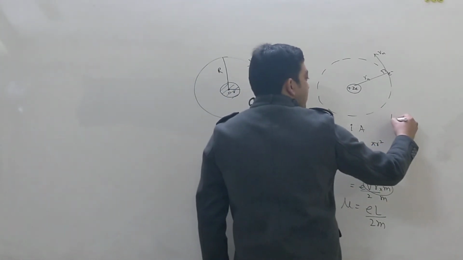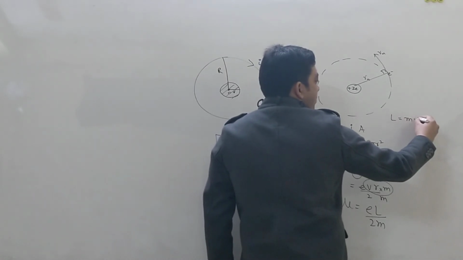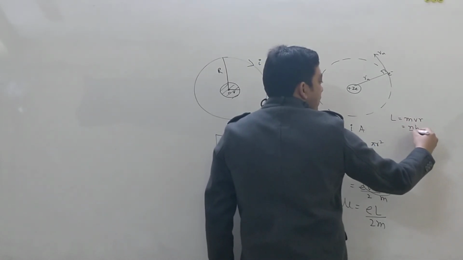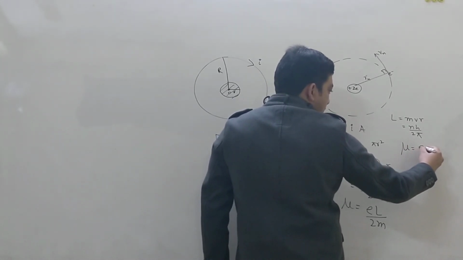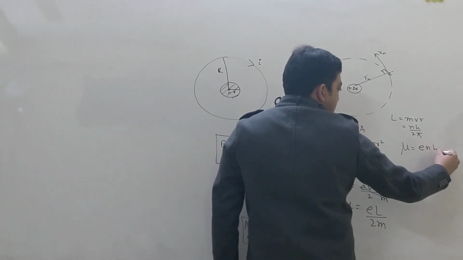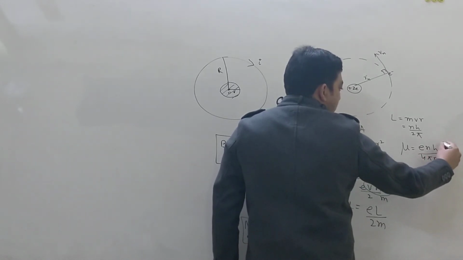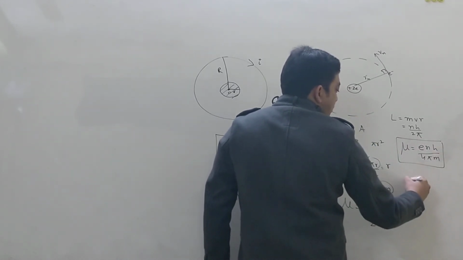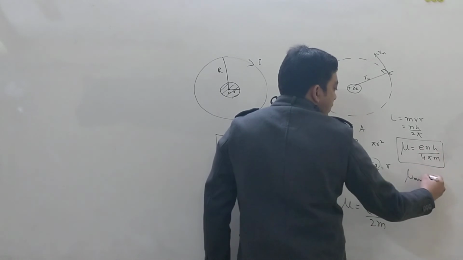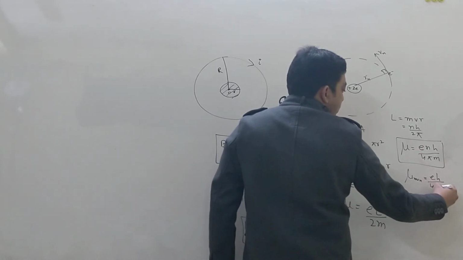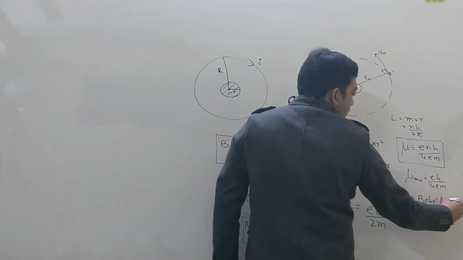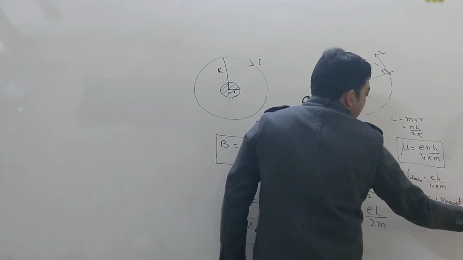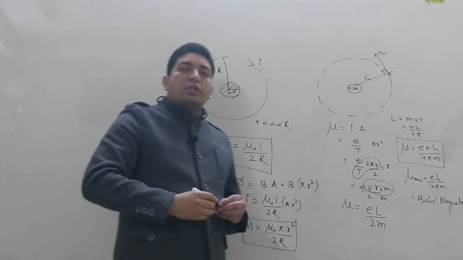Using Bohr's postulate, we know that angular momentum must be an integral multiple of nh upon 2 pi. So this magnetic moment comes out to be enh upon 4 pi m, and to have the minimum value, n should be 1, so this is eh upon 4 pi m, and this is called Bohr magneton.